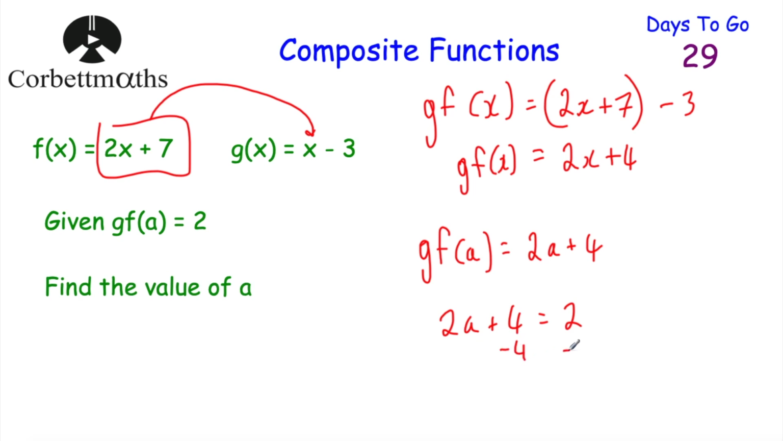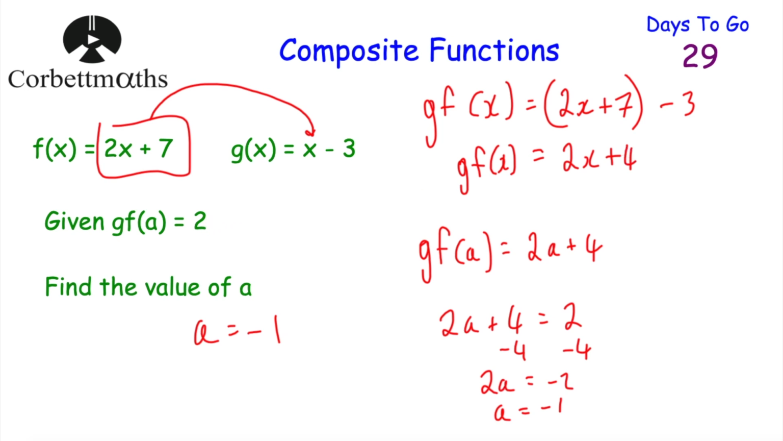If we take away 4 from both sides, we get 2a equals minus 2. Then if we divide by 2, we get a is equal to minus 1. And that's it. Let's just check that. If we substitute minus 1 into our composite function, do we get an answer of 2? So 2 times minus 1 is minus 2, plus 4 is equal to 2, and that's it.